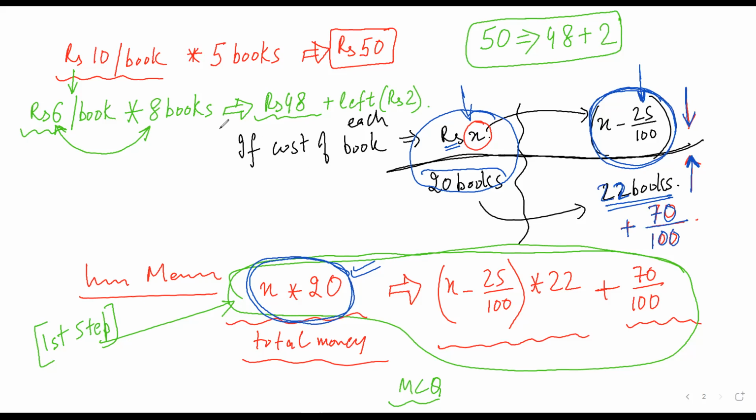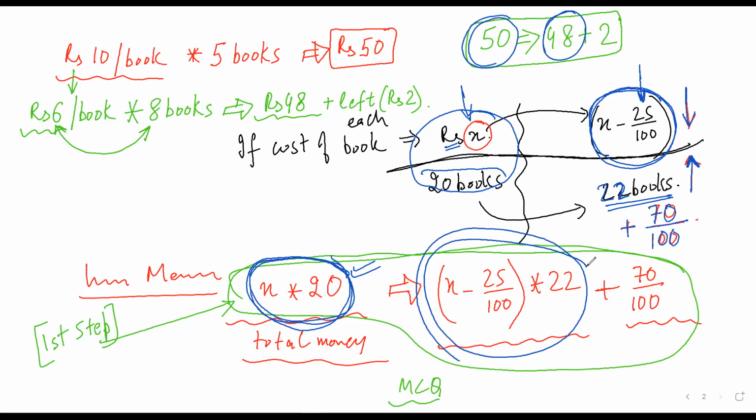So that is why I took this example. This 50 is this amount. This 48 is this amount. Satya, is it making sense? Yes, sir. And the money which is left is this amount. Satya, is it okay? Yes, sir. Understood.